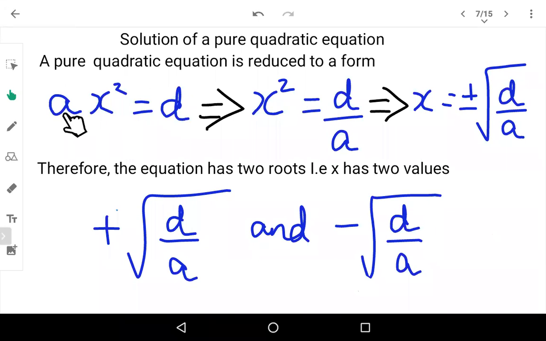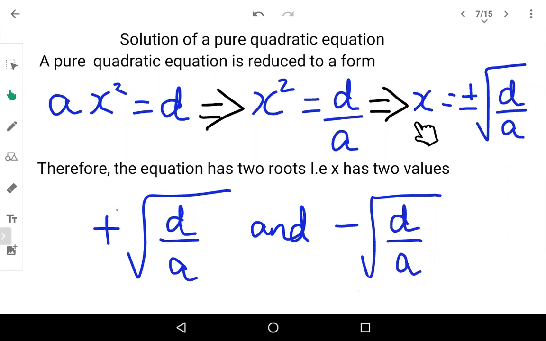Now after this, the next step is I'm going to take a to the other side. So here a is multiplied. If I take it to the other side, it's going to become division. So what is happening? x square is equal to d divided by a. Okay, so this is the next step in the solution: x square is equal to d by a.